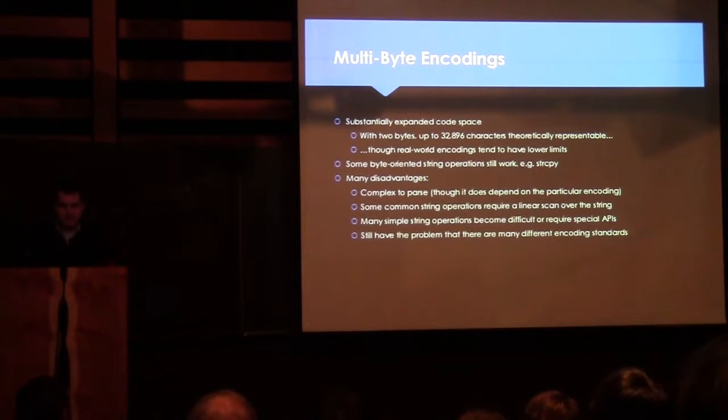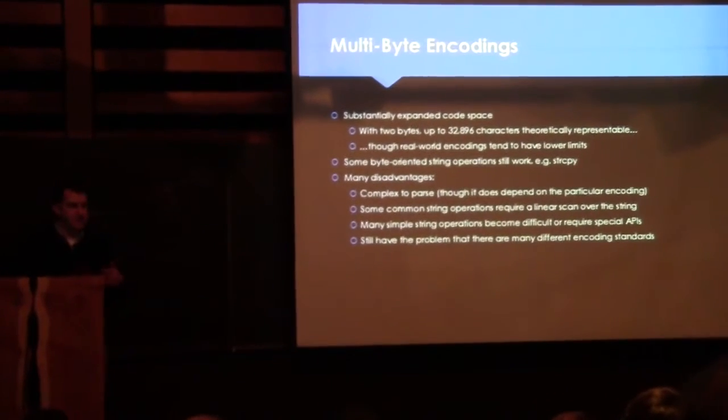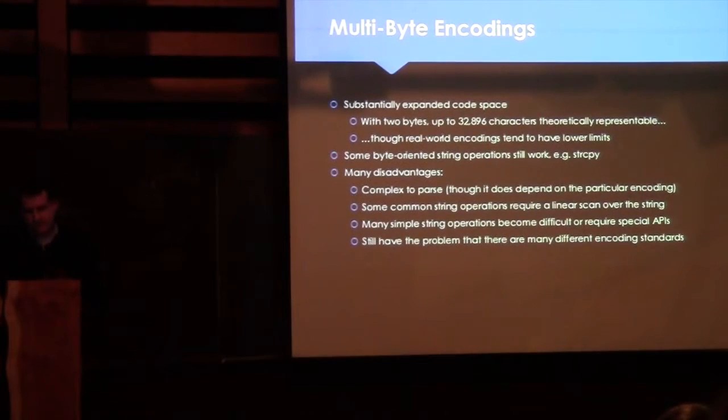It's complex to parse. Some common operations, like we saw, require a linear scan over the string. Many string operations become difficult, so this does not map well to many of the existing C APIs that we have. For example, if you want to know if a character is an alphabetic character, you can't call isalpha because the type it takes is a single char. And we still have the problem that there are many different encoding standards, so we have the interchange problem. You have to know what the encoding of the text is when you read it into your process.